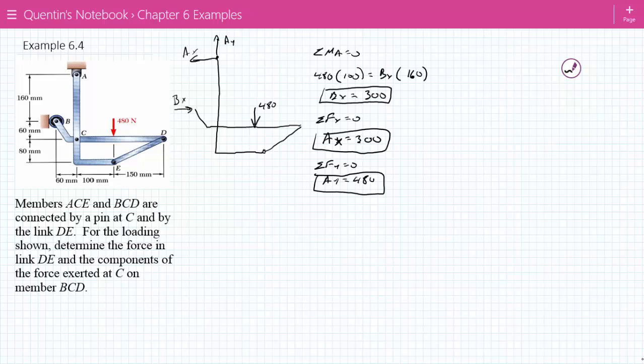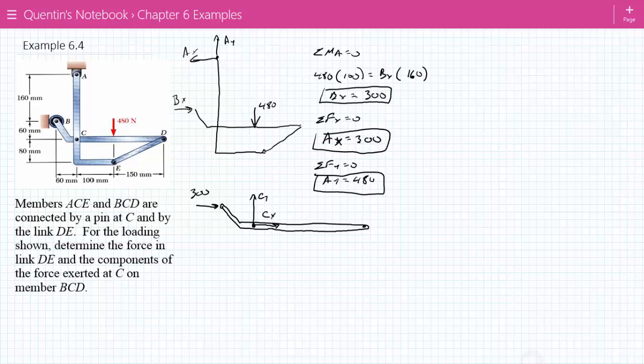Now we want to look at the member BCD. So let's just draw that member, right? We have this little thing right here. I'll even try to make it with a little bit of depth. Okay, so right here we have 300 newtons going that way. At this point right here, this is point C, we have an unknowns, so let's draw CX and CY. And then here we have point D.